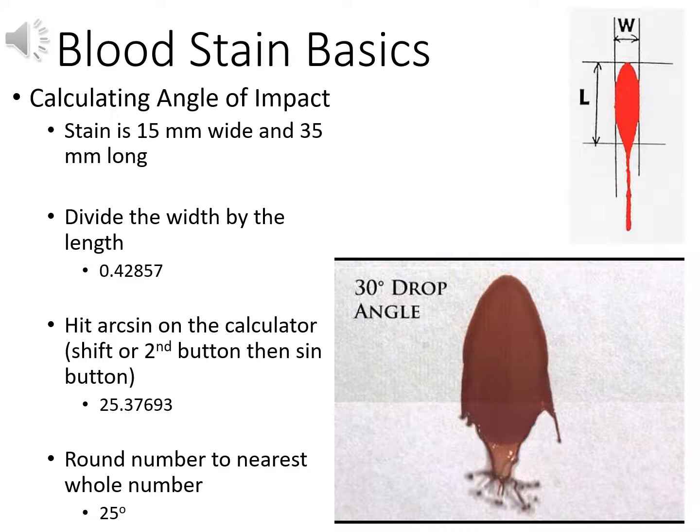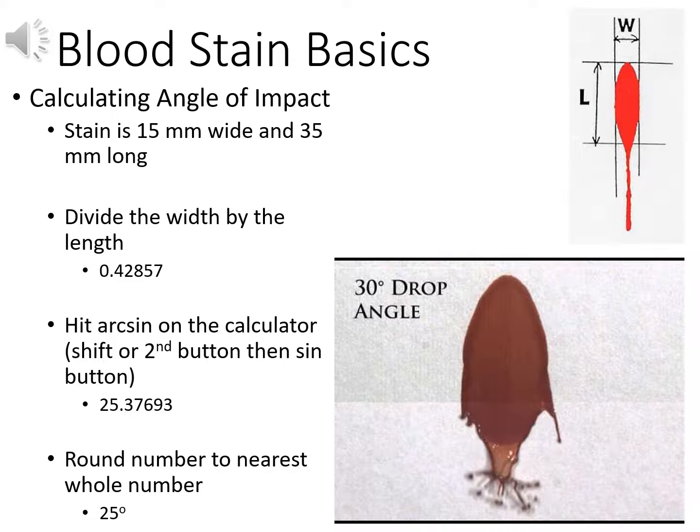So if we're calculating the angle of impact for a stain that's 15 millimeters wide and 35 millimeters long, well, we'll divide the width by the length. Again, the length should be a larger value, the width should be a relatively smaller value, so we should end up with a ratio of width divided by length that's less than 1. So here we get 0.42857.